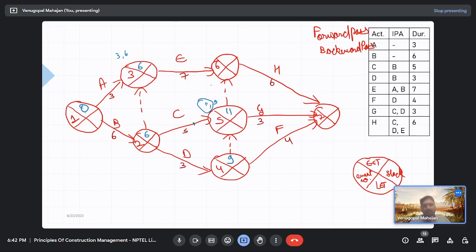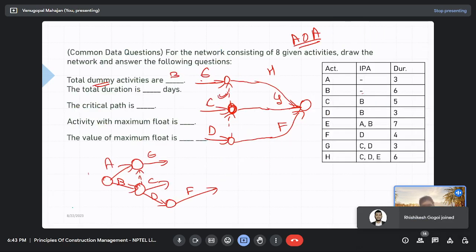Similar thing, 11. Either it could be 11 or 6 plus 7. What is the number here? 13. So 13. Then event number 7. What could it be? 13 plus 6, 19. 11 plus 3, 14, or 9 plus 4, 13. What would be? 19, right? So from this itself, can you say that the total duration is 19 days?